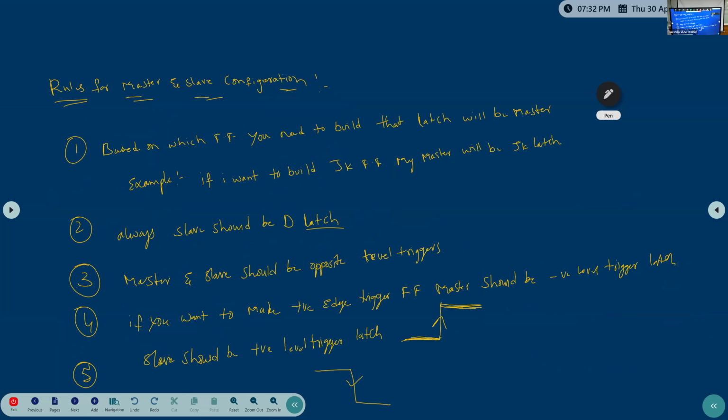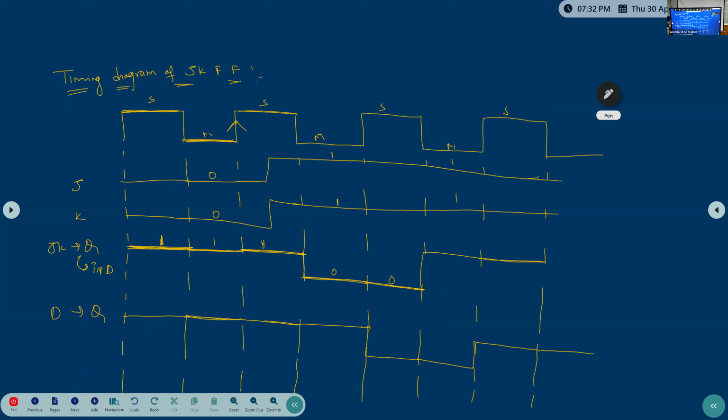Now, keep a heading: asynchronous inputs of flip-flops or latches. I will give the best example for this so you will understand. If you consider it as a latch, that is a latch. If you consider it as a flip-flop, that is a flip-flop. I'm taking it as a box.